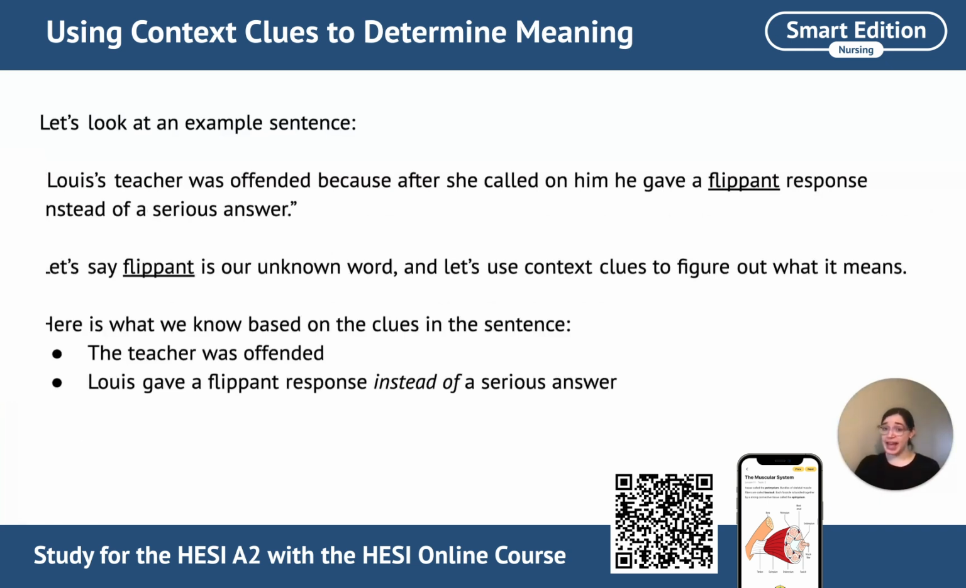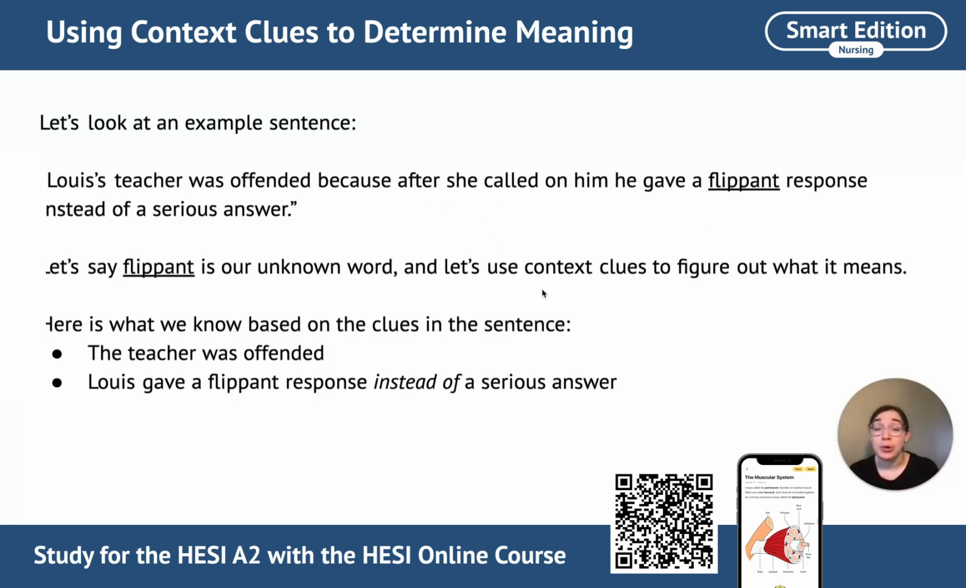So let's look at an example sentence to illustrate what I mean by that. Lewis's teacher was offended because after she called on him, he gave a flippant response instead of a serious answer. So that underlined word flippant is going to be our unknown word here. And we're going to use the context clues in this sentence to figure out what it means.